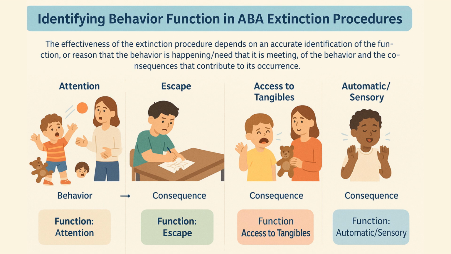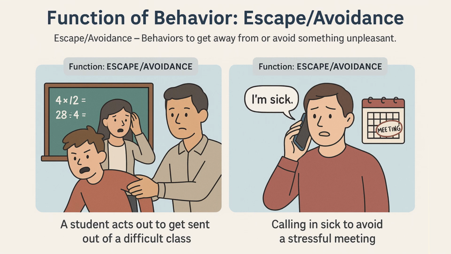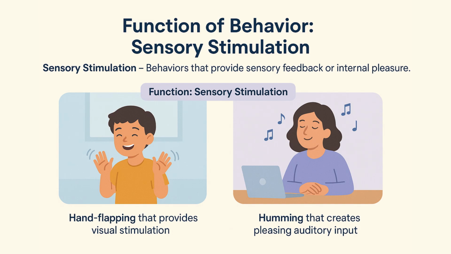In behavioral analysis, there are four main functions that explain why people behave the way they do. Attention: behaviors to get social attention or reactions from others. Escape or avoidance: behaviors to get away from or avoid something unpleasant. Access to tangibles: behaviors to obtain desired items or activities. Sensory stimulation: behaviors that provide sensory feedback or internal pleasure. Understanding these functions helps identify why someone engages in a particular behavior, which is crucial for developing effective interventions.